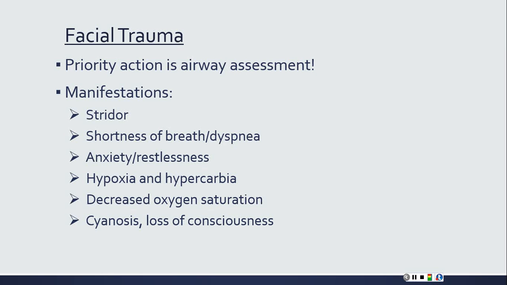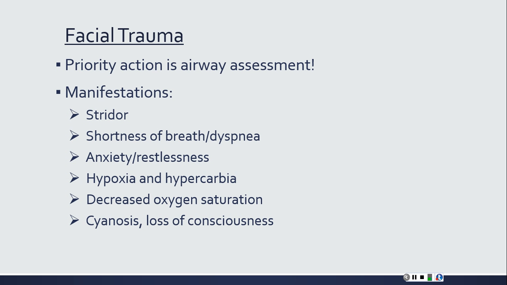Now, other facial trauma. Again, priority assessment is going to be airway. Anytime you're dealing with the face and the head, you got to worry about the airway. Some of the manifestations of impaired airway, you're looking for stridor. What's stridor? Yeah, it's a step up from a wheeze. A wheeze is impaired airway. Stridor is when it's almost closed off. I mean, there's not much moving. It's an eerie sound.